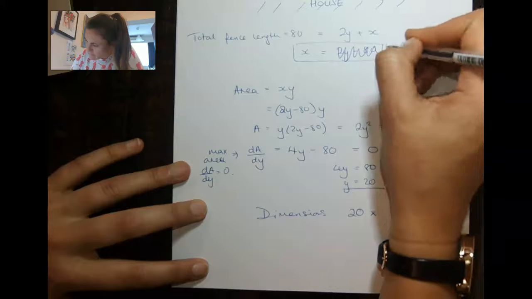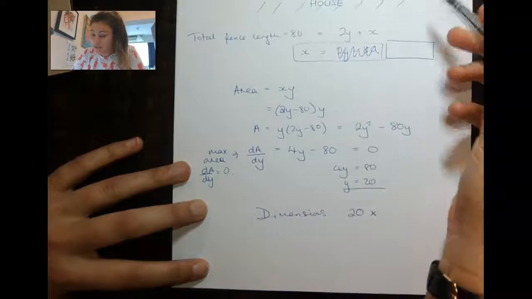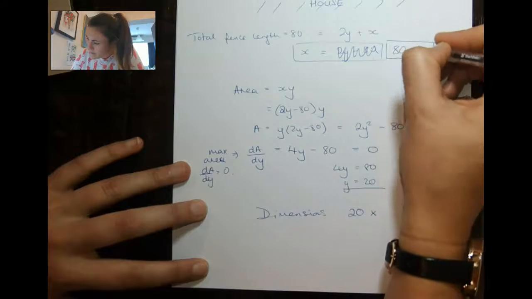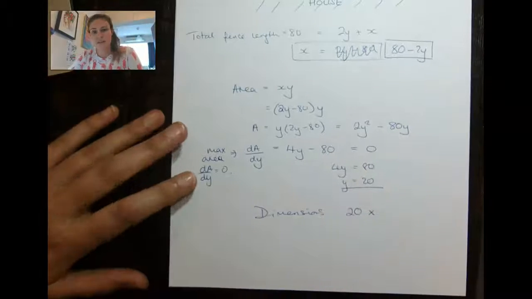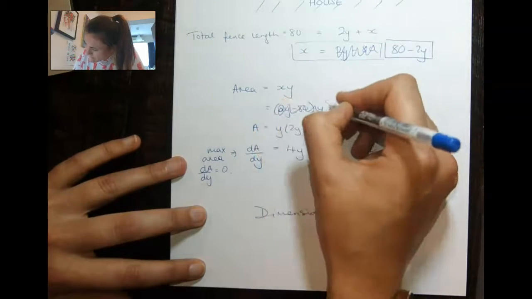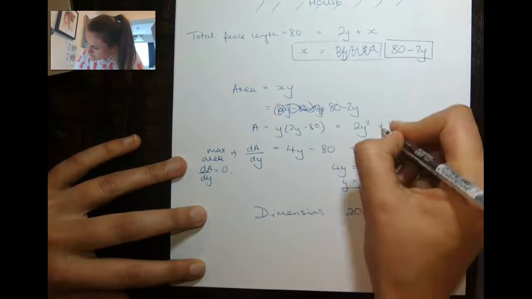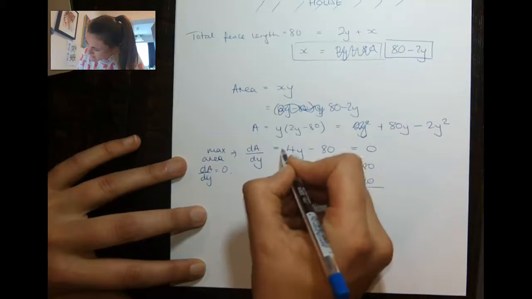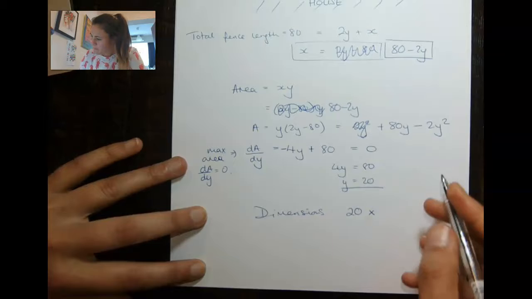Right, I've just realised I made a mistake here. Really wasn't paying attention. How have I realised? Because I'd get a negative answer. So when I did this, I should be getting 80 minus 2y. In fact, that's going to make it all wrong. Never mind. Okay, this is 80 minus 2y. So this would be 80 minus 2y squared. So this is minus, this is positive. Luckily, we still get the same answer there.